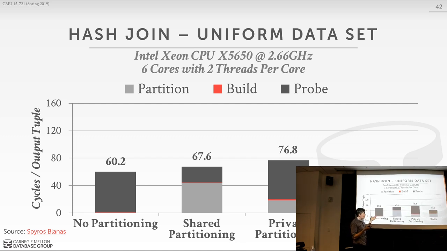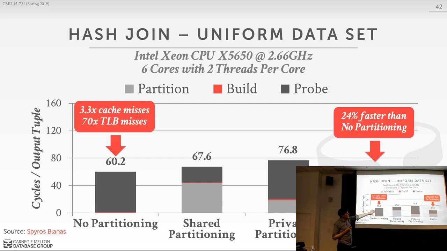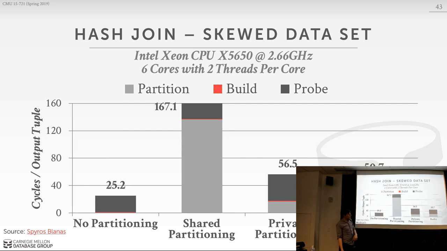But you can still actually do better than no partitioning, even though everything doesn't fit. The overhead of the cache misses is negated or not as problematic, even though you're executing more instructions. More cache misses, but we still get okay performance, and it's 24% faster than no partitioning, because everything is going to be in your CPU caches. So again, more instructions, but we still do slightly better than the other two approaches.